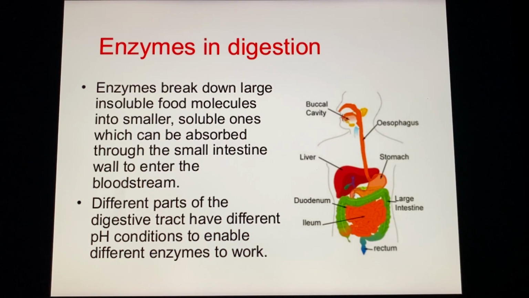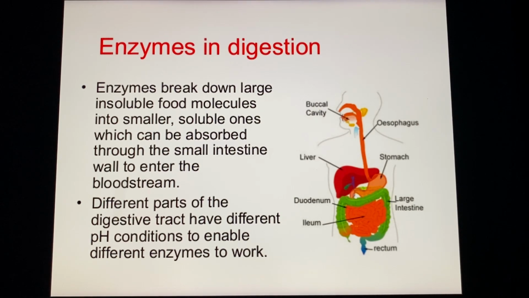Enzymes, like I said before, are so important in digestion. They help break down large molecules of food, biomolecules, and make them into soluble ones, which can be absorbed in our small intestine so that they can be absorbed into our body through the bloodstream. Different parts of the digestive tract have different pH conditions. Don't worry, I'll talk about pH a little later. Those conditions help to enable different enzymes to work.